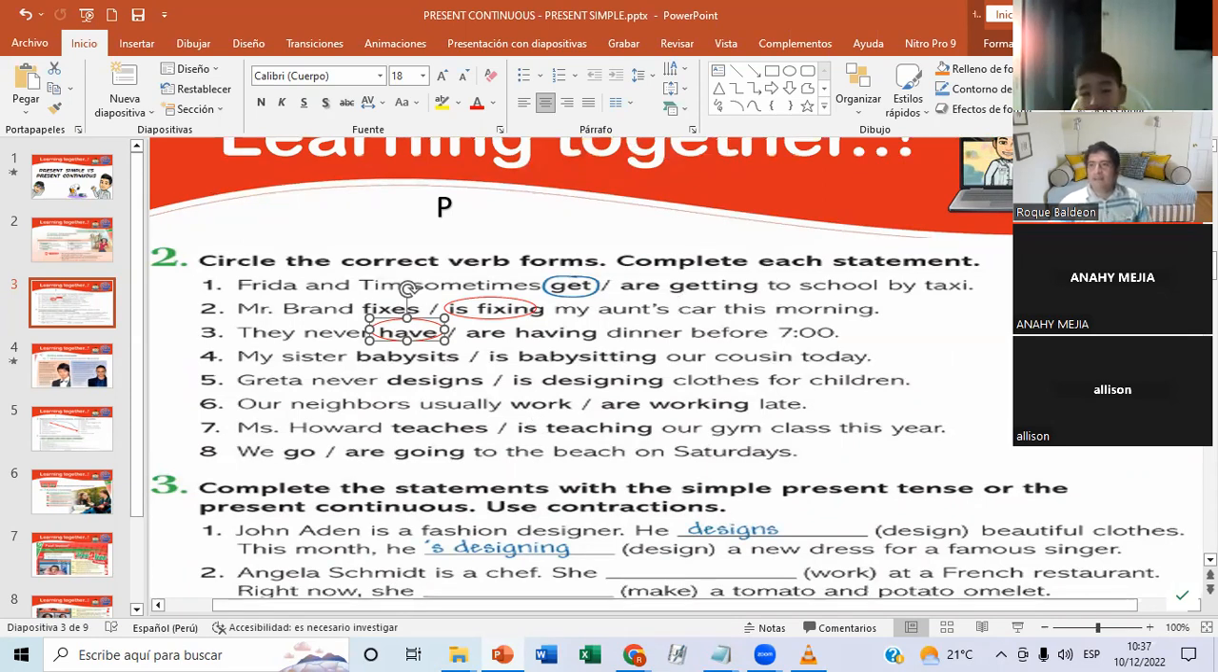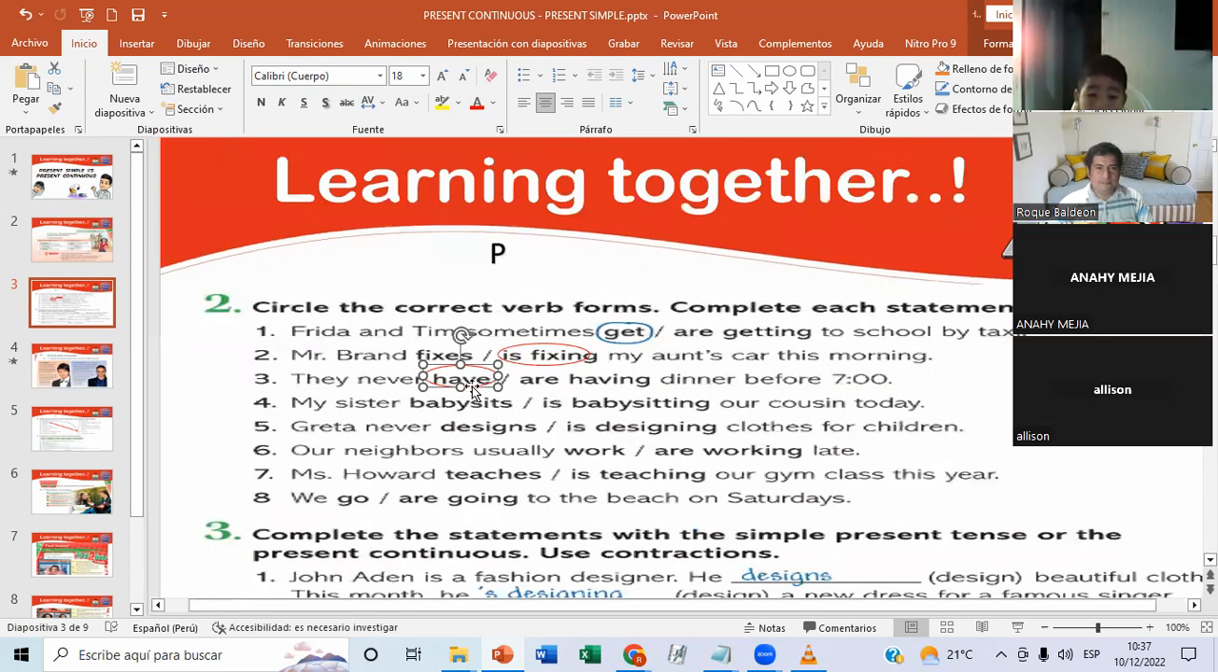Today. Temporary situations. Come on. My sister babysits or is babysitting our cousin today. Come on, Anay. My sister babysit or is babysitting? Is babysitting. Is babysitting. Okay, so the answer is correct. Very good. Why, teacher? Porque es temporary situation today. Solo hacen por hoy, ¿verdad? My sister is babysitting our cousin today.